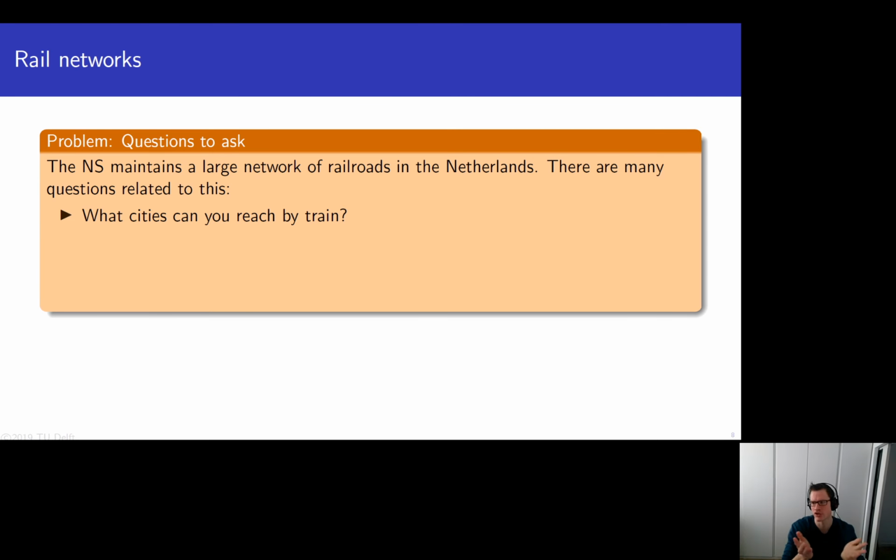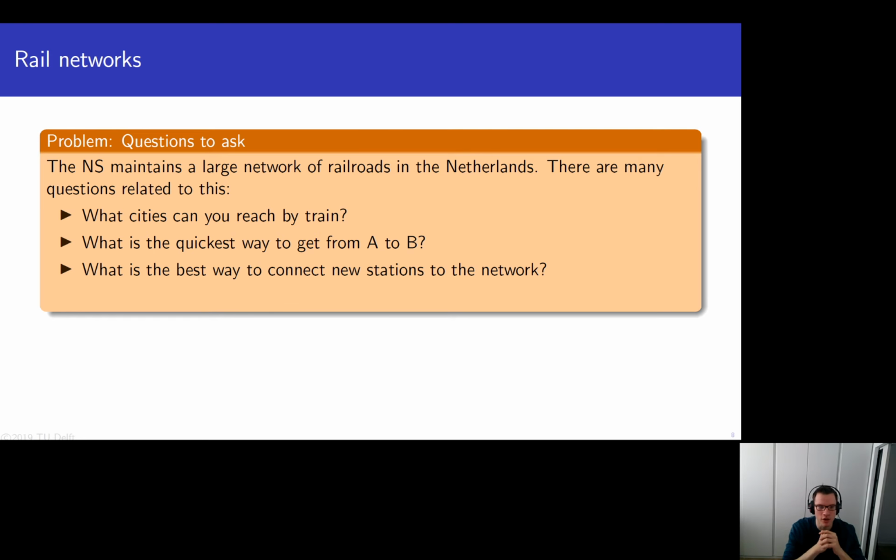So the NS has a large network of trains, of course, in this country. And one of the things you might ask is, okay, if I get on a train in Delft, where can I go? What other cities in the Netherlands or even outside of that can I reach solely by traveling by train? It's okay if I have to transfer trains, but I only want to travel by train. Where can I go? You might then ask, okay, but what's the quickest way to get there? So when I was a student, I still lived in Haarlem. Every day I traveled from Haarlem to Delft and back, and I would often ask this question: how do I get home the quickest?